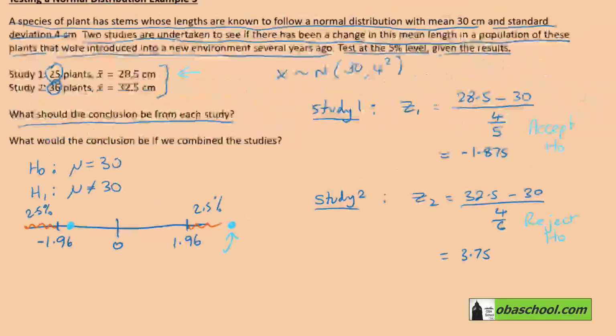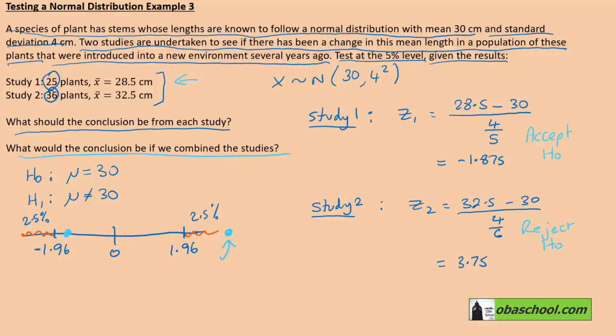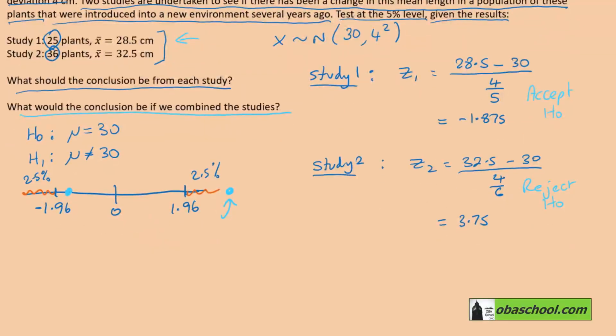Now the last thing that we're asked to do is combine the studies. What would happen if we combined the studies? So what we need is a new X bar, which is going to be the mean for the combined studies. So it's a weighted mean. We're going to have 25 lots of 28.5 and 36 lots of 32.5, and we need to divide that by 25 add 36.